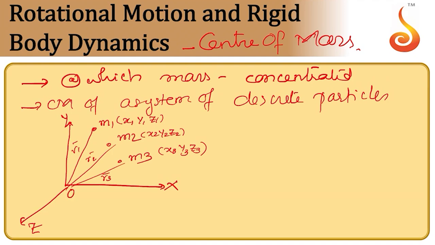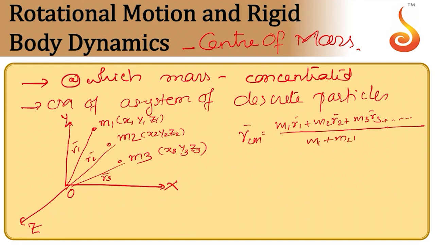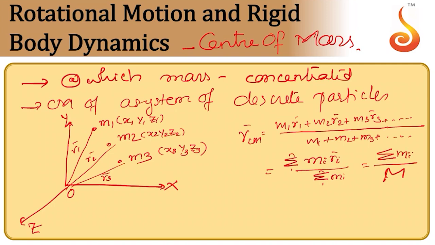Then the center of mass of this system is given by m1 r1 plus m2 r2 plus m3 r3 whole divided by m1 plus m2 plus m3 etc. This can be written like this: sigma mi ri from 1 to n whole divided by sigma mi from 1 to n. The denominator is the total mass of the system, so I can simply write 1 by M sigma mi ri from 1 to n.